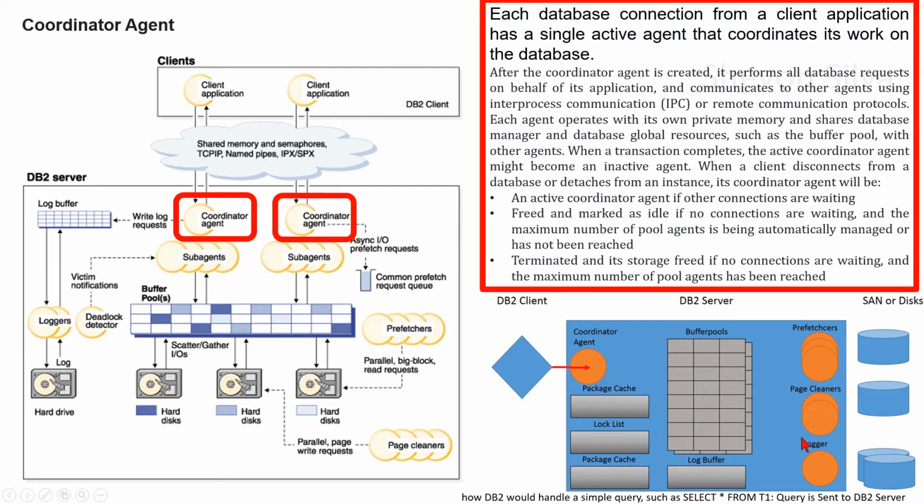Here you can see how DB2 would handle a simple query such as select asterisk from T1. Here you can see DB2 client, DB2 server, coordinator agent, package cache, lock list, buffer pool, log buffer, prefetchers, page cleaners, logger, SAN or disk are here.